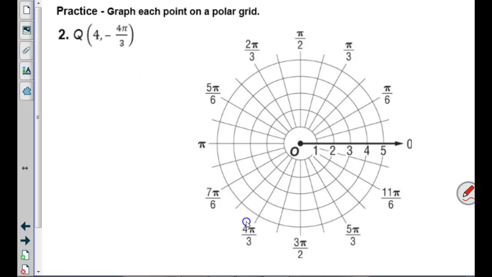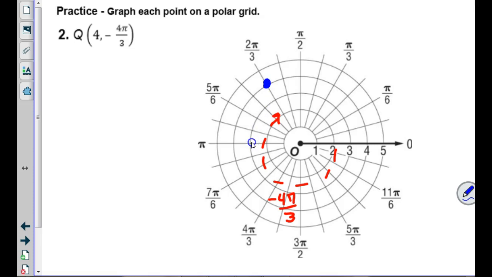Normally if I went 4 pi over 3, I'd go around to here. But what am I supposed to do instead? Yeah, so instead of going to 180 and 2 more, I'm supposed to be going the opposite way. So I'm going to go pi and 2 more, and it's going to wind me up here. There's negative 4 pi over 3, this line right here. And how many units am I supposed to go out on that line, or am I supposed to back up? Go out 4. So 1, 2, 3, 4.